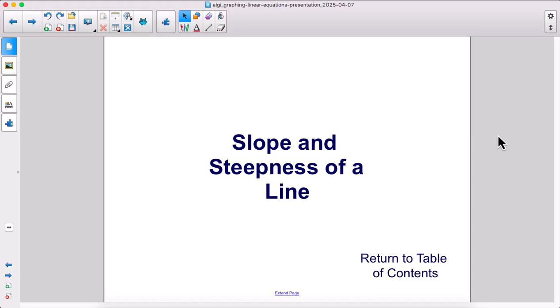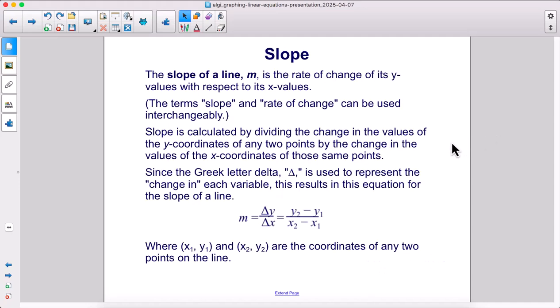Slope and steepness of a line. The slope of a line, m, is the rate of change of its y values with respect to its x values. The terms slope and rate of change can be used interchangeably.